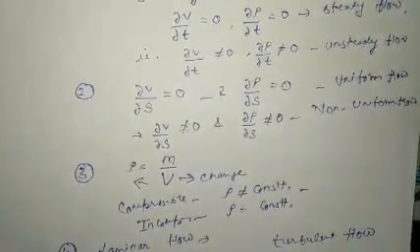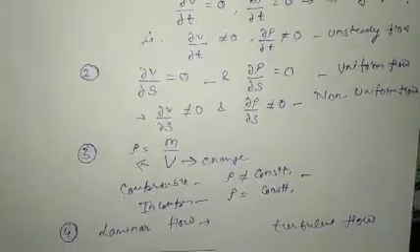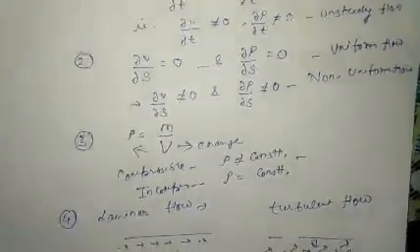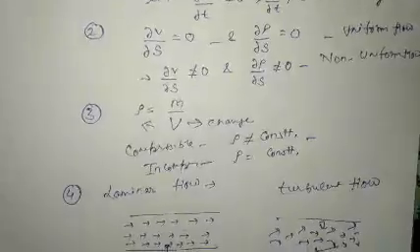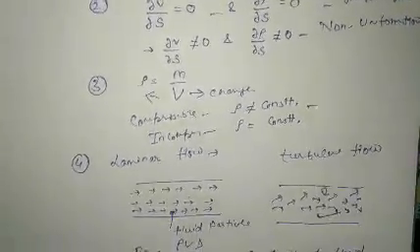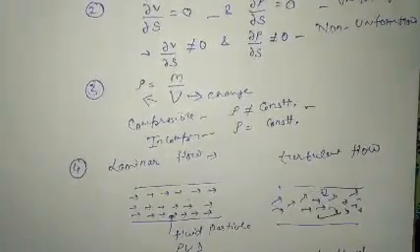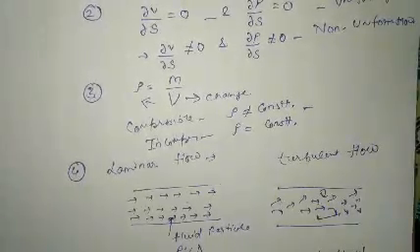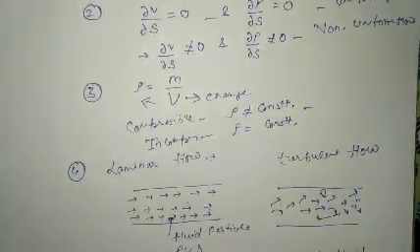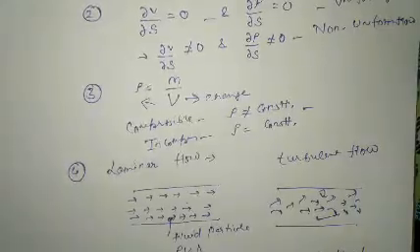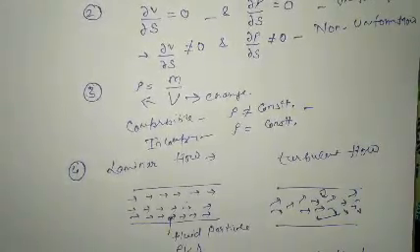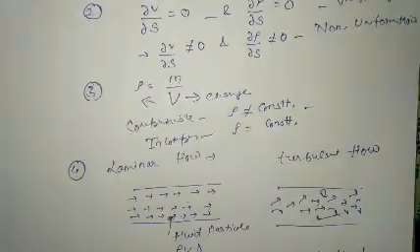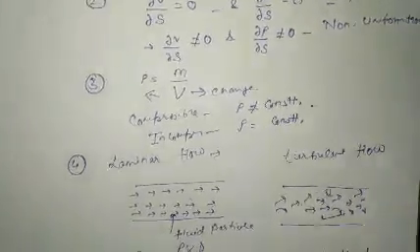And the fourth is laminar flow and turbulent flow. Laminar flow says that if the fluid particles move in a straight line or parallel lines, that is laminar flow. And turbulent flow says that if the fluid particles do not move in parallel lines or move in a zigzag way, that is turbulent flow.